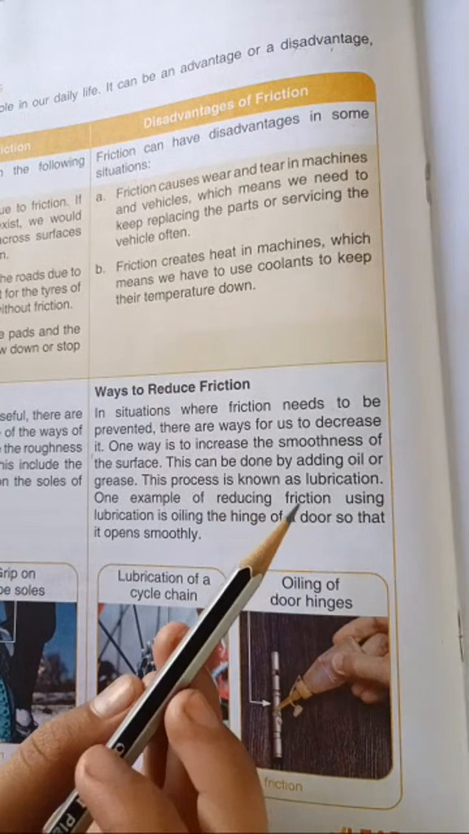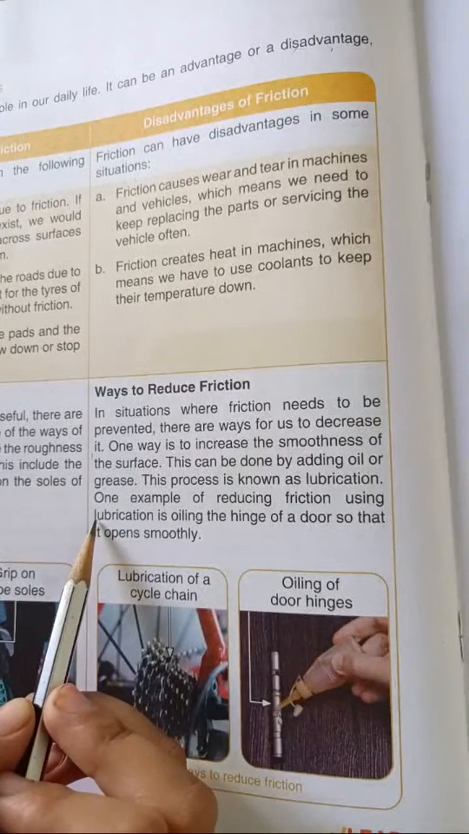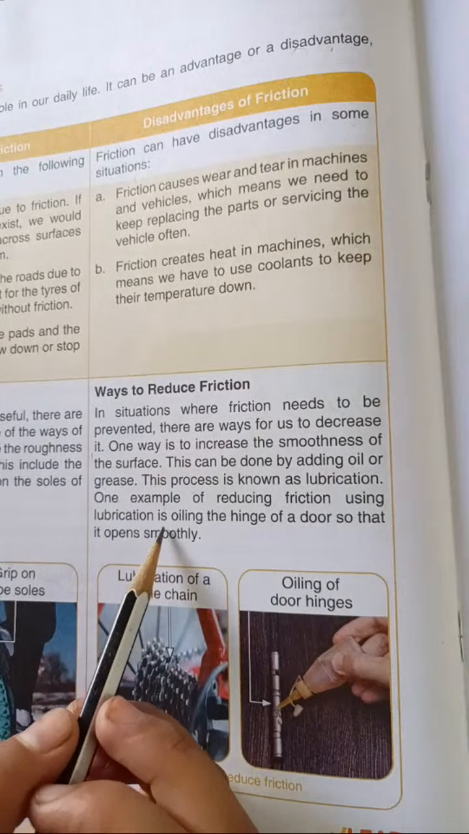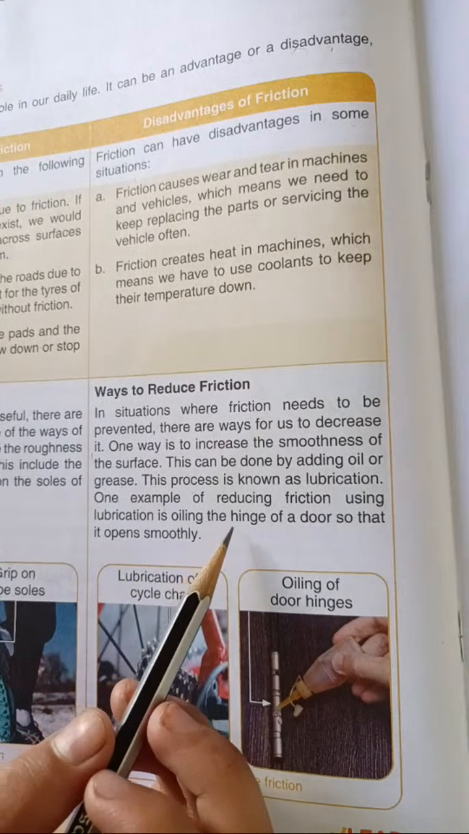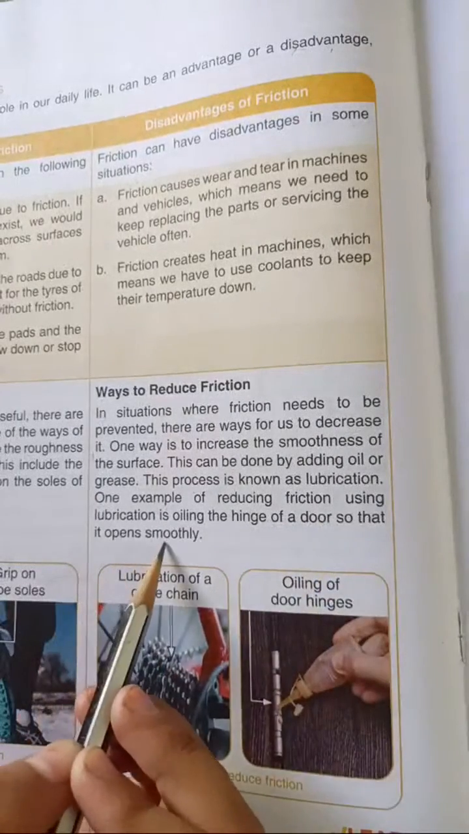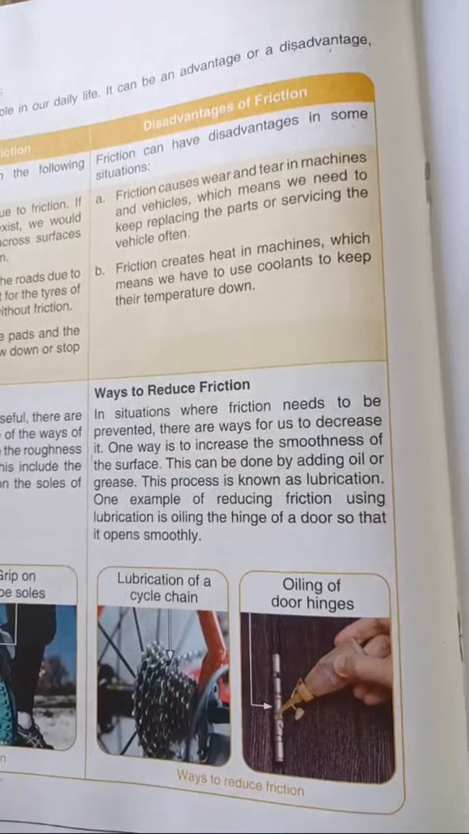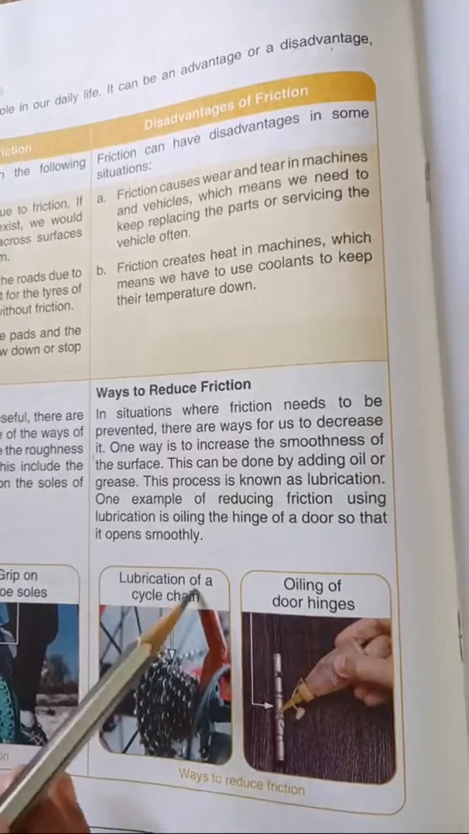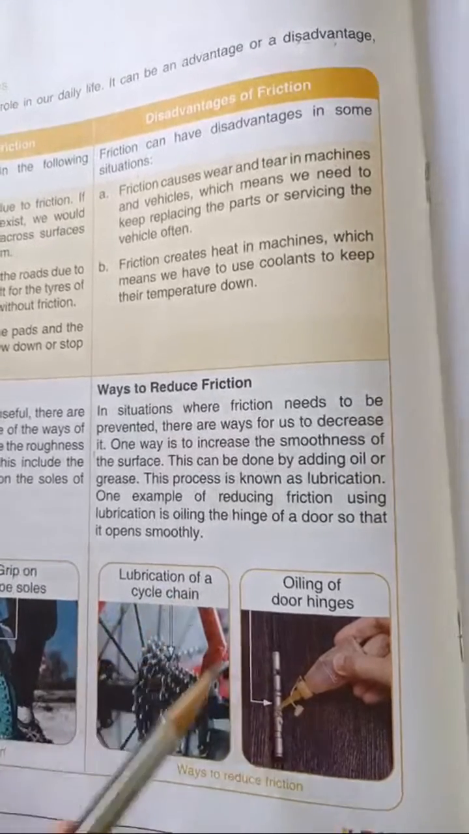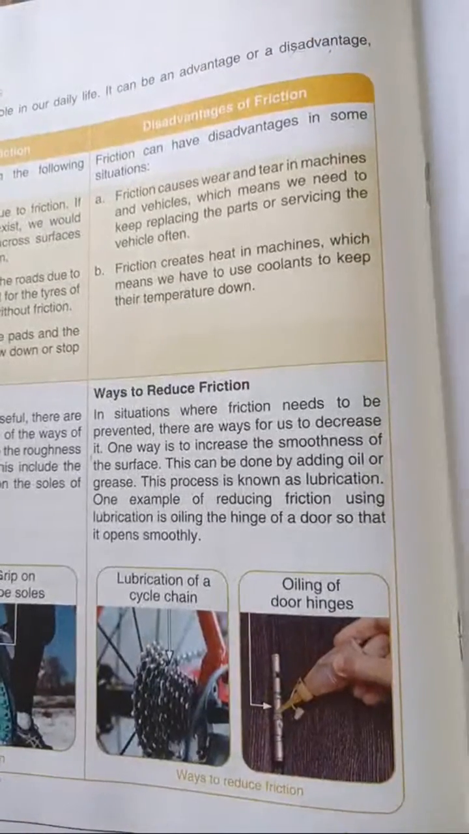One example of reducing friction using lubrication is oiling the hinges of a door so that it opens smoothly. Lubrication of the cycle chain. Oiling of door hinges. Ways to reduce friction.